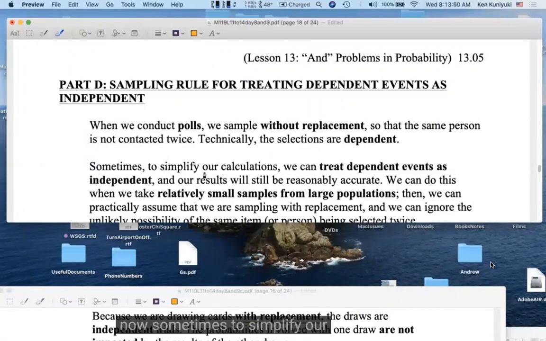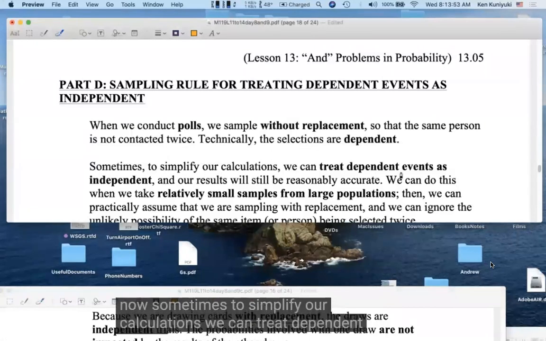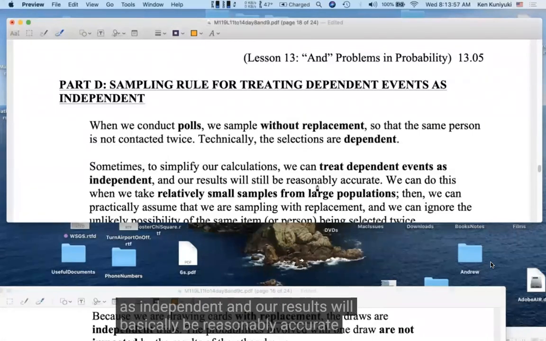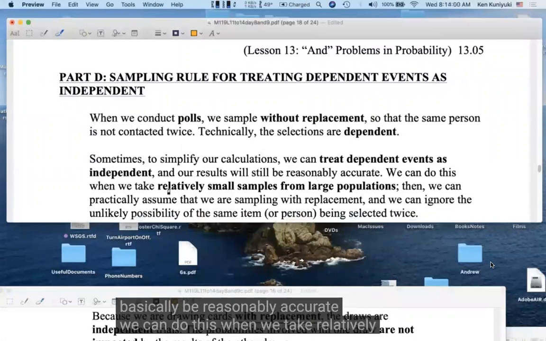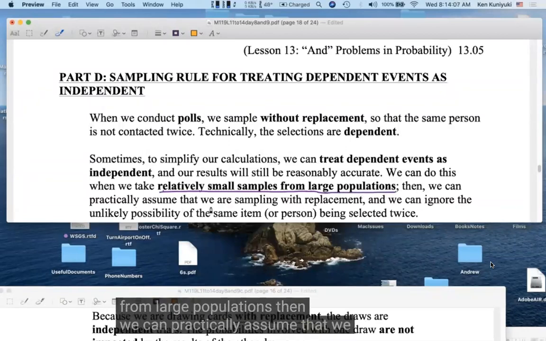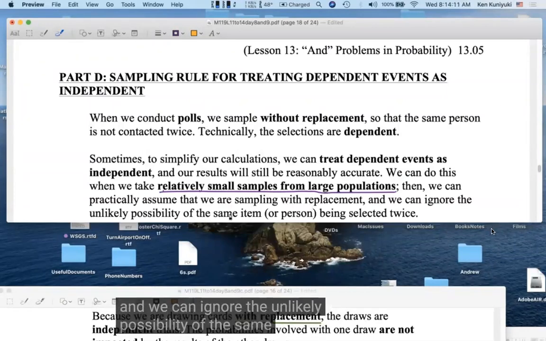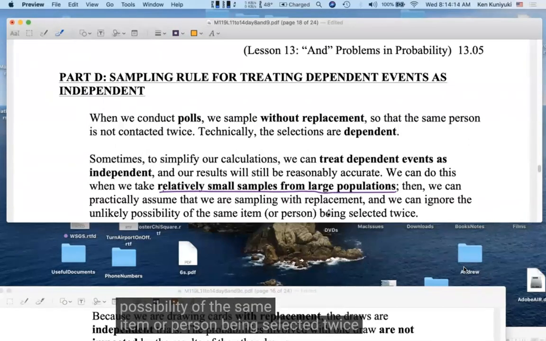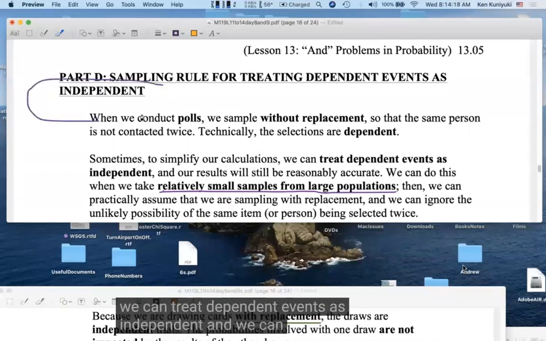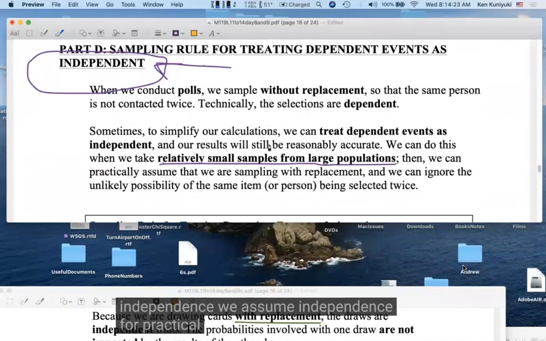Now, sometimes to simplify our calculations, we can treat dependent events as independent, and our results will be reasonably accurate. We can do this when we take relatively small samples from large populations. Then we can practically assume that we are sampling with replacement, and we can ignore the unlikely possibility of the same item or person being selected twice. So we assume independence for practical purposes.